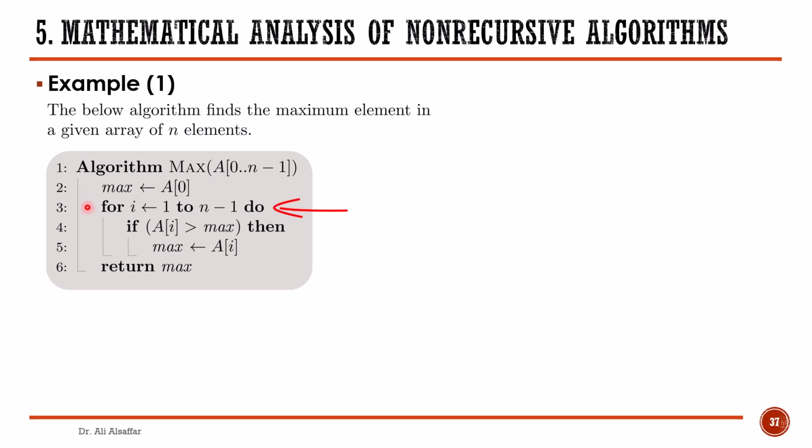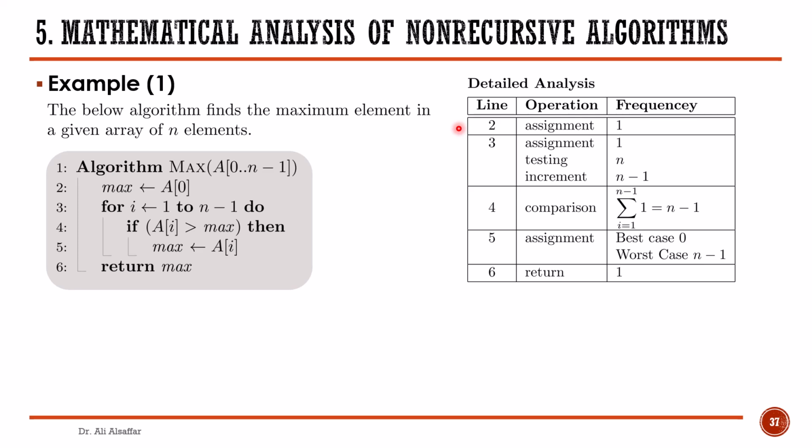Starting from index 1 up to index n-1, the algorithm iterates through the rest of the array. In each iteration, each element at index i is compared with the current value of max, and if this element is greater than max, then max is updated with this new value. Once the loop finishes, the algorithm returns the value of max.